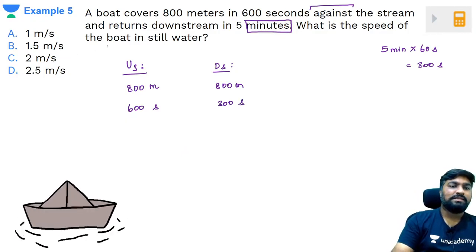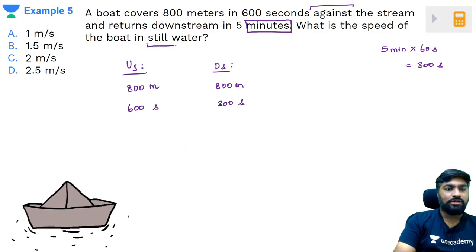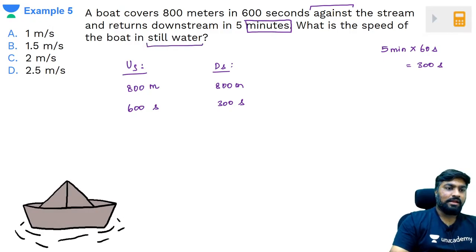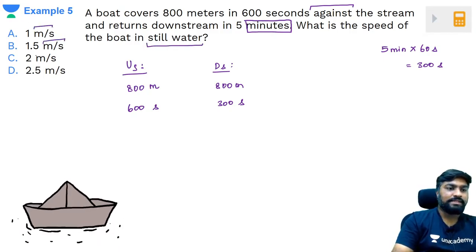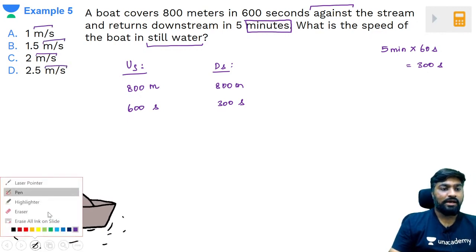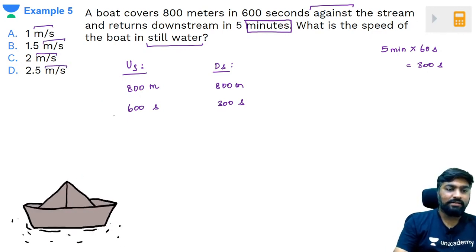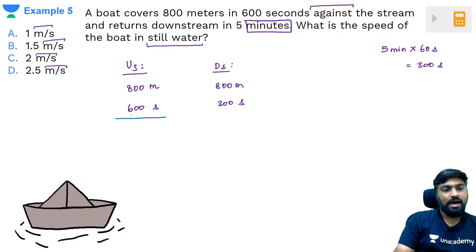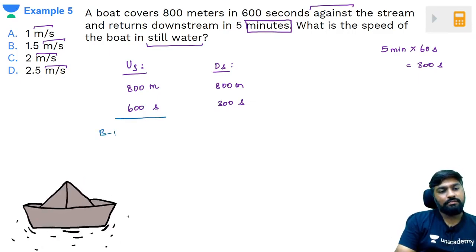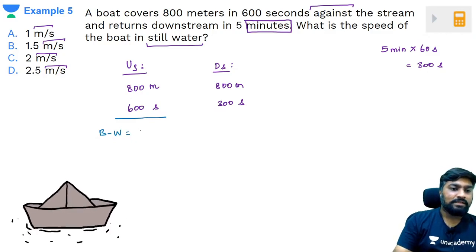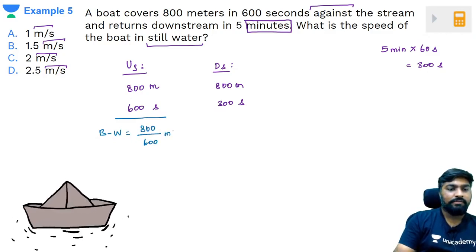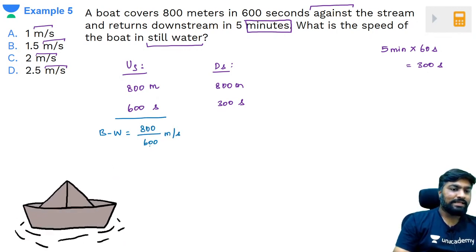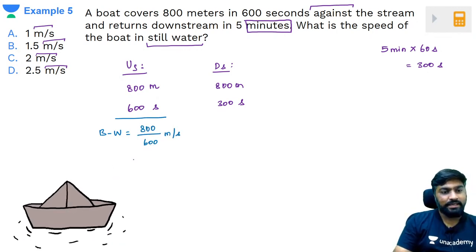They're asking what is the speed of the boat in still water. Now since all the answer choices also have the unit of meters per second, you don't have to worry about converting any of them. All you have to do is directly jump into it and find the speed. Upstream is going to be boat minus water. That is distance upon time in meters per second. 800 by 600 is basically 4/3.